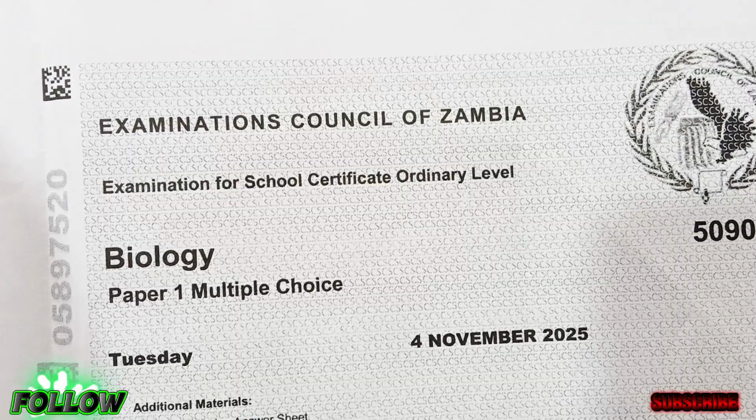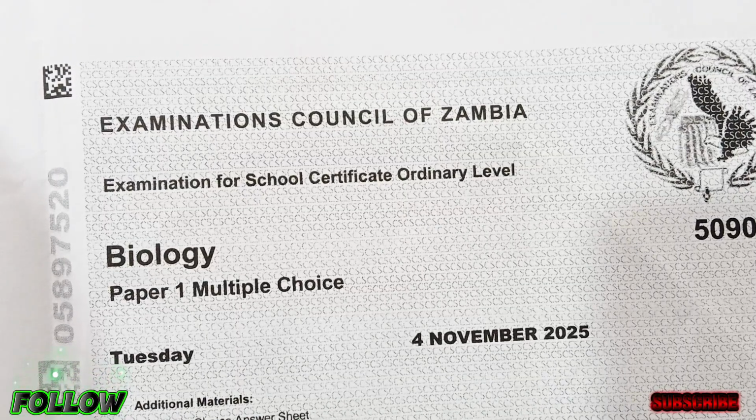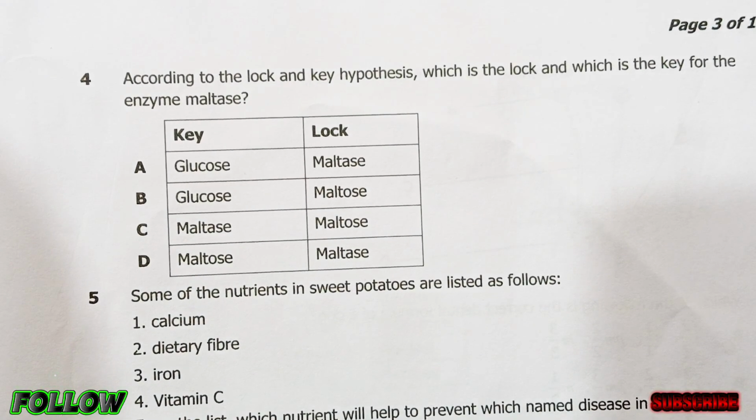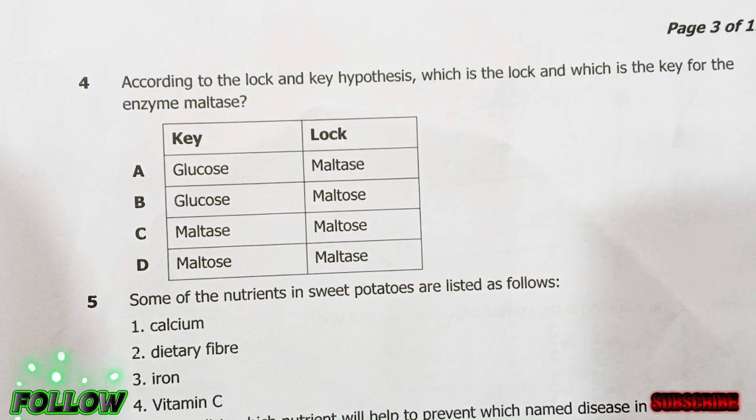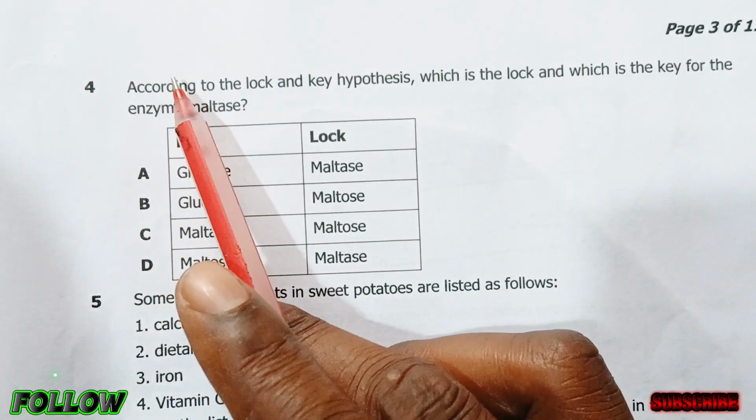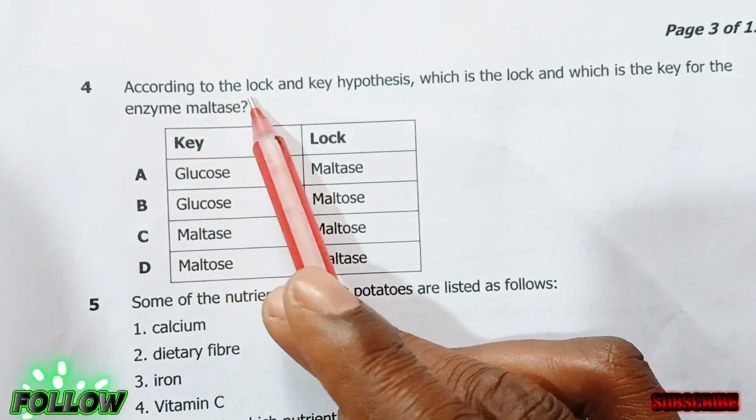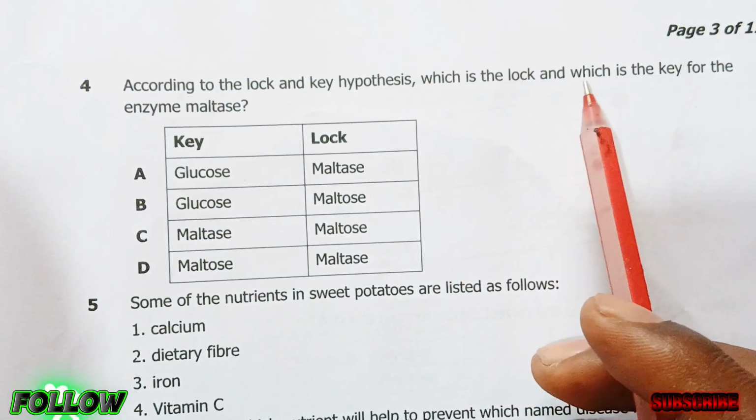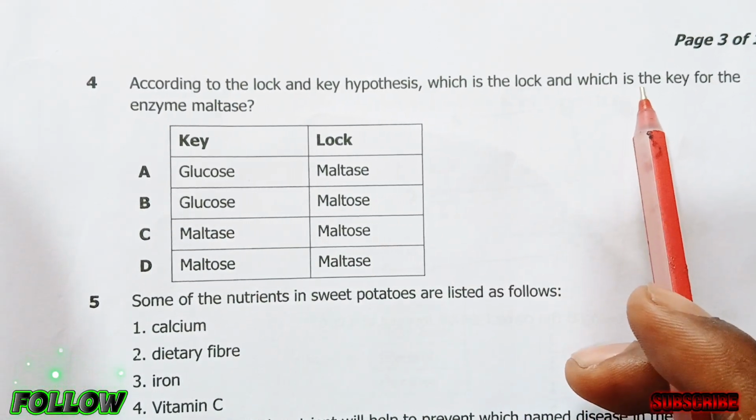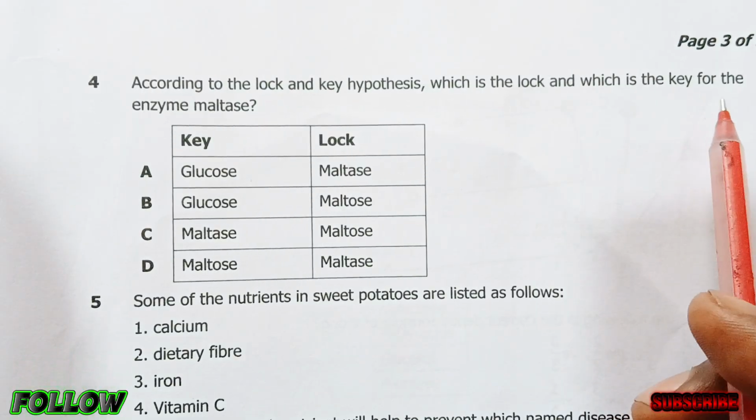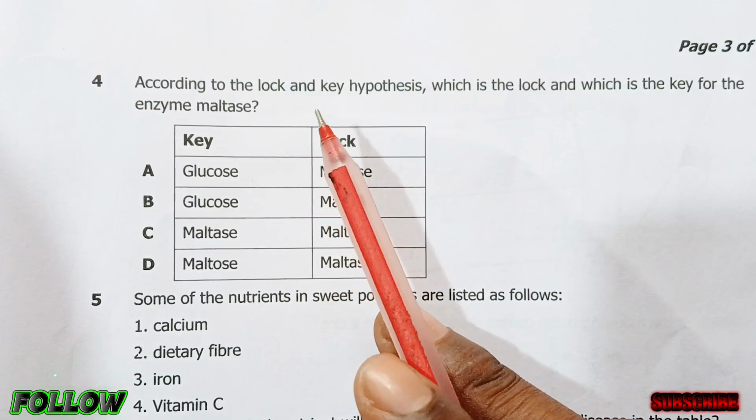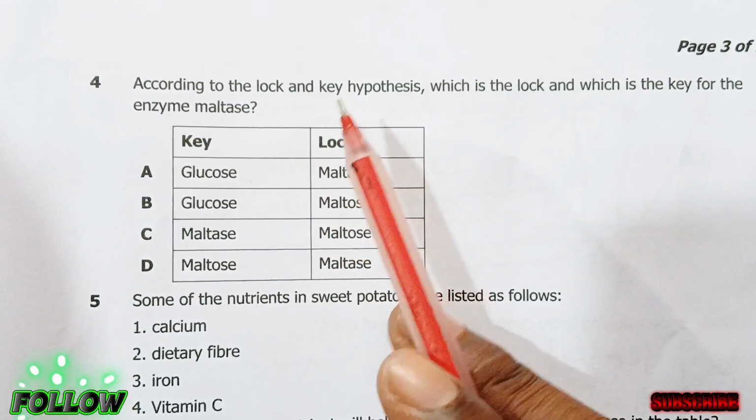In today's lesson, we are looking at a question which came in biology paper 1 multiple choice. We are going to look at questions 4 to 7 of the multiple choices. The first question was saying, according to the lock and key hypothesis, which is the lock and which is the key for the enzyme maltase? That was the question.